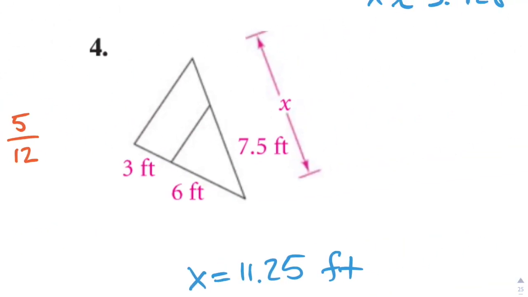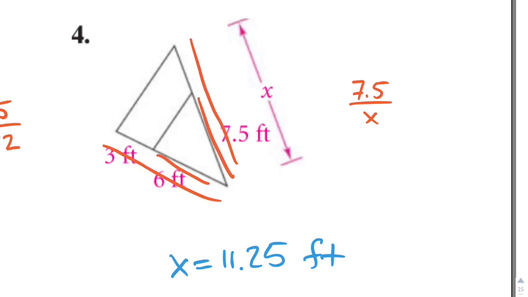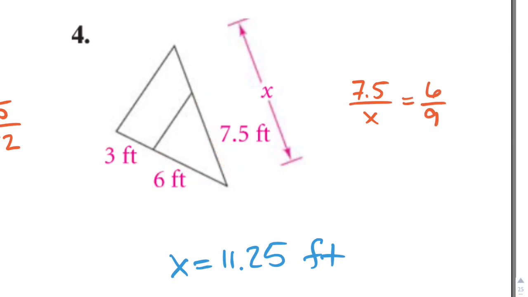Okay, we have this one. We can say 7.5 is to x, so this part is to the whole thing, as 6 is to 9. Find your cross products and solve, and you will get a result of 11.25.